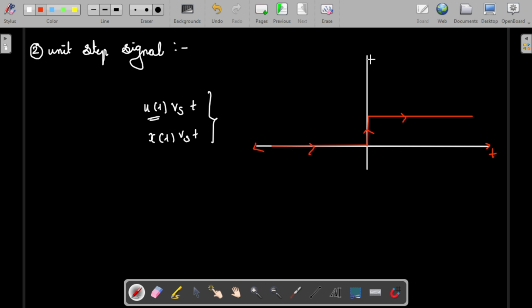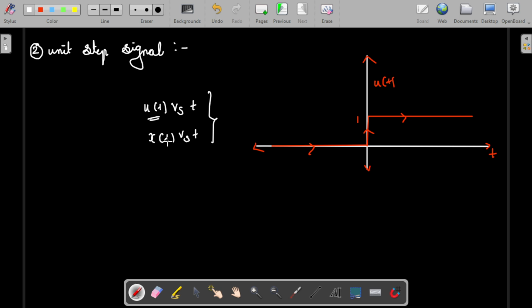There are many analogies to understand this thing. I will explain each and everything, so stay tuned here. It will be called u of t, that is a unit step signal, sorry, unit step signal, not a step impulse. So u of t gives the step change at t is equal to 0. Okay, so this is the break point.